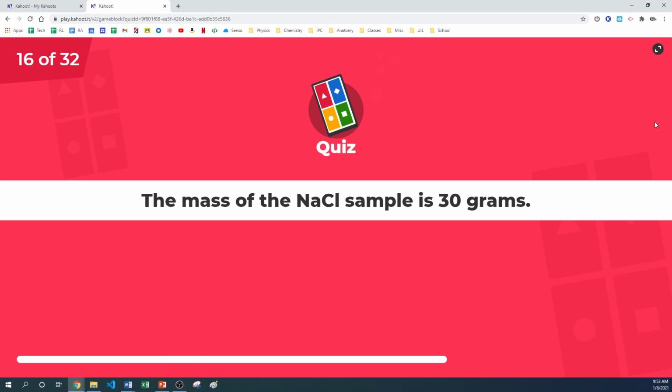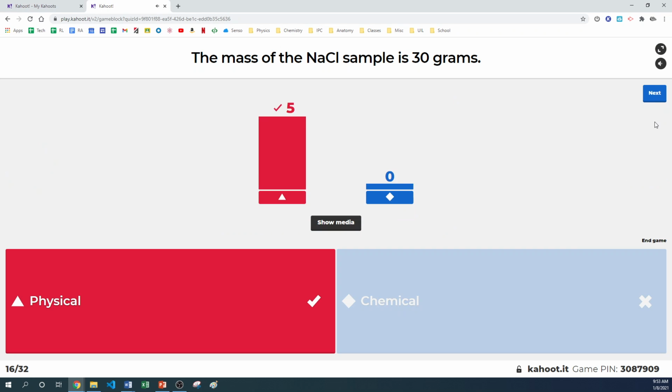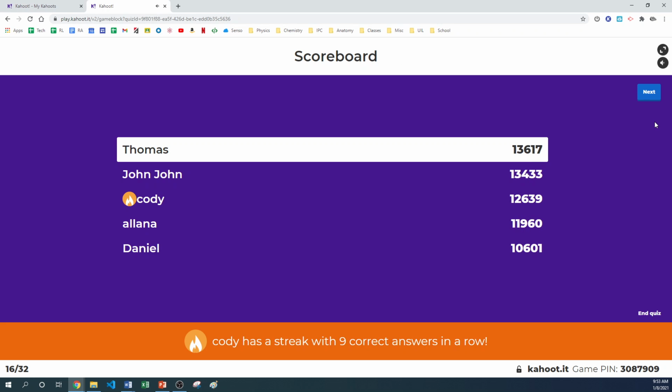Water is a liquid. The mass of sodium chloride is 30 grams. I almost picked chemical. I told you. Again, just because it has a chemical formula in it, that's just another name for the compound. I could say water, or I could say H2O. It's the same thing.